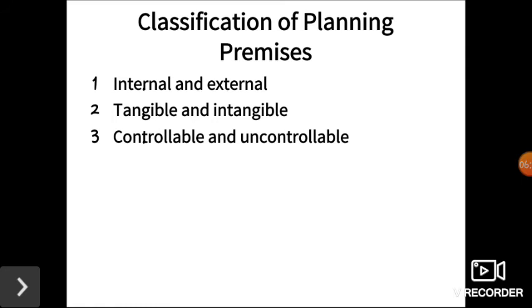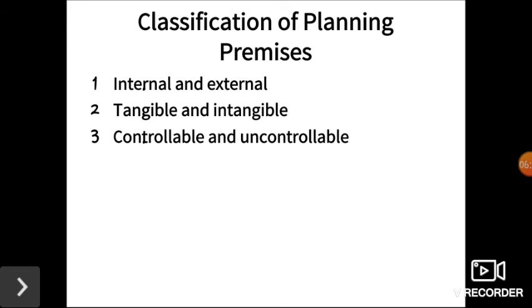Tangible premises are those which can be expressed in quantitative terms such as units of product, labor hours, machine hours, and so on. Intangible premises are those which cannot be measured quantitatively. Examples of such premises are the reputation of the concern, public relations, employee morale, motivation, etc. These are tangible and intangible premises.